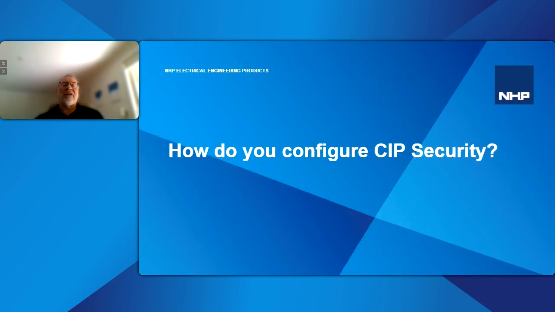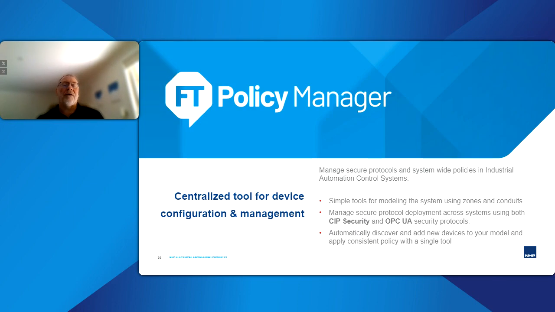Okay, so how do you configure CIP Security? There's a bit of software called FT Policy Manager, FactoryTalk Policy Manager. It's a free bit of software. When you install FactoryTalk Linx or the FactoryTalk platform, you go into customize it. You can say I want you to install Policy Manager. So Policy Manager is a free bit of software that manages CIP Security.